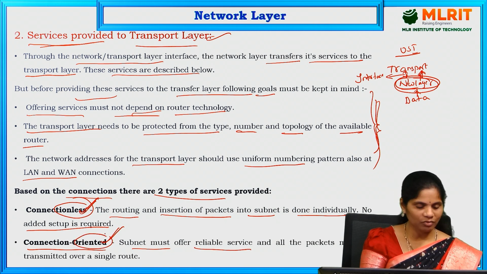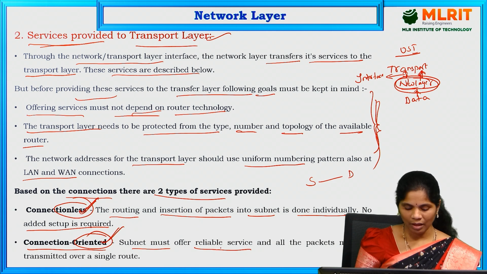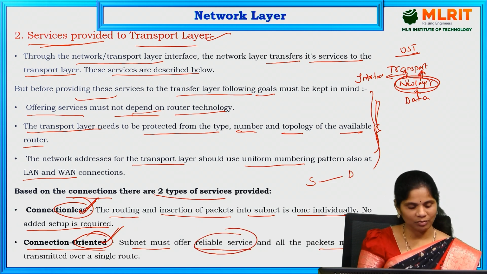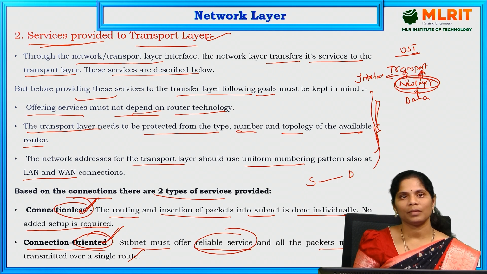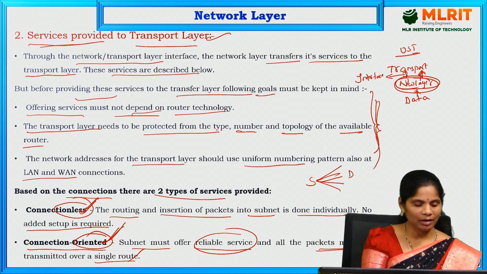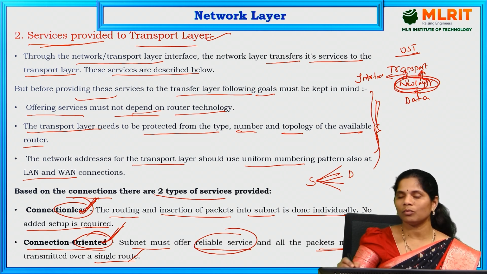Connection oriented means the subnet must offer reliable service. Whenever there is a connection between the sender and receiver, that connection is a reliable service, and all the packets must be transmitted over a single route. Many routes are available to the destination, but it selects only a single route. That is the connection oriented service. Connectionless will take multiple routes. These are the two services provided by the network layer to the transport layer.